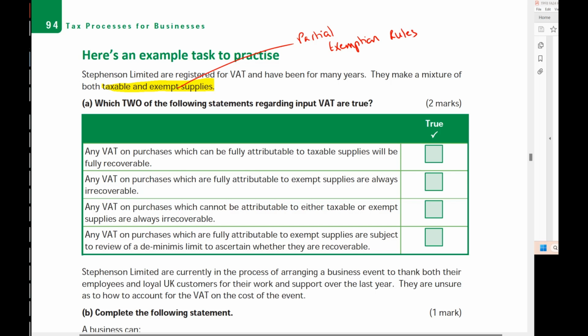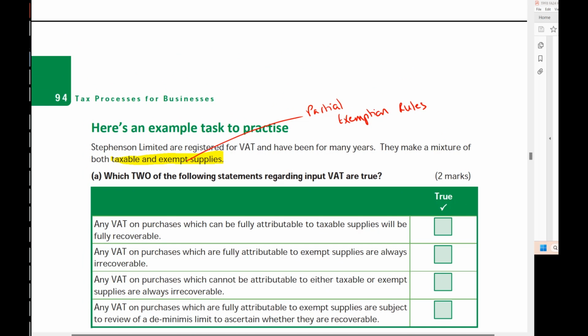So how does it work where you have a partially exempt business? You would need to have a look at your sales in the first instance, and say, out of my total sales, which ones relate to sale of taxable supplies and which ones relate to exempt supplies? So what am I selling? Which goods that I sell are taxable and which are exempt? Or maybe it's services as well, goods and services.